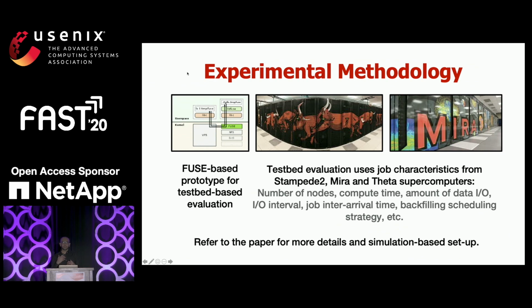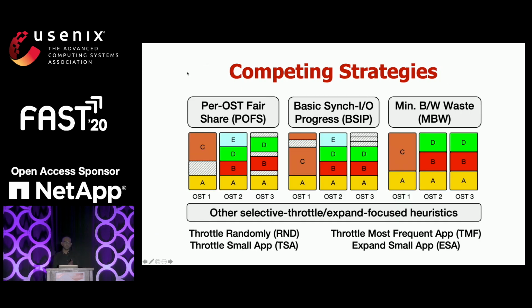So we again get the job characteristics from the same supercomputers, but we don't scale them down like we do for the prototype. We run them for a 1-month simulation using the real characteristics. And we compare Gift against 7 other strategies. The first 3 mentioned at the top are the ones I already discussed. Per-OST fair share is our baseline allocation because it's the easiest to manage and it's a very fair thing to do.